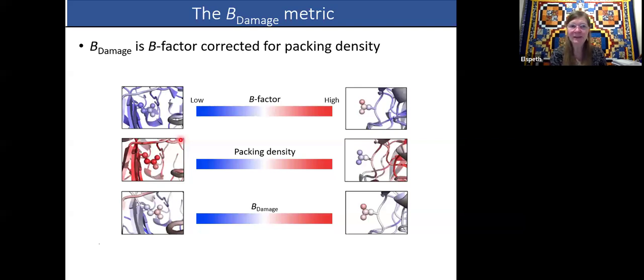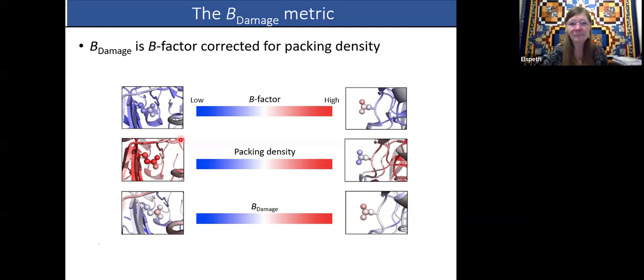If I'm an atom near the surface of the protein, I have a lot more degrees of freedom where I can move around, and I'll have a bigger B factor because the packing density is lower than if I'm stuck in the middle of the protein, where I can't move around. So here the packing density is very high because I'm completely surrounded by other amino acids, whereas here it's very low because I'm near the solvent. The B factor here is low, but at the surface it's high.